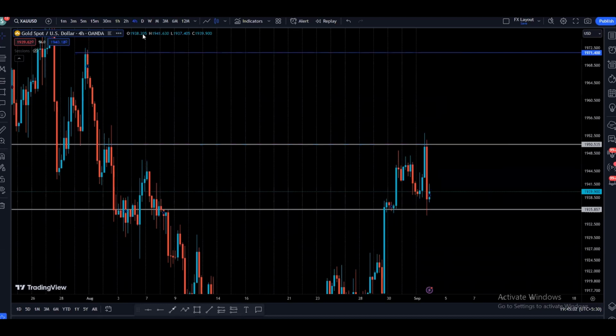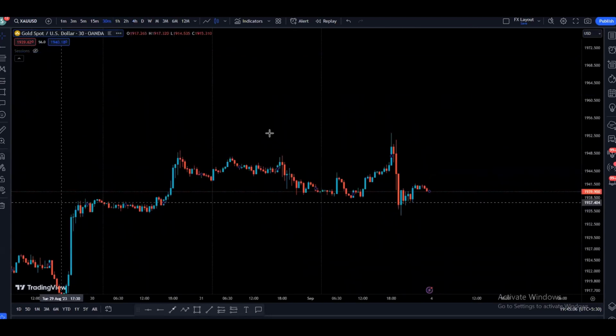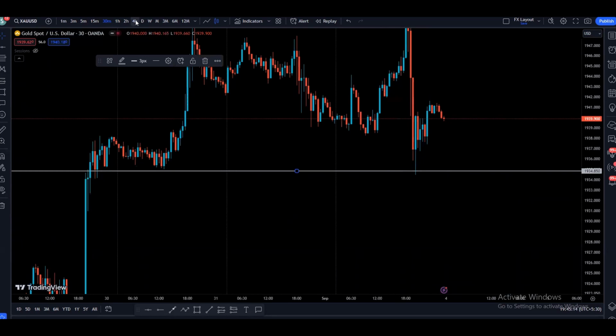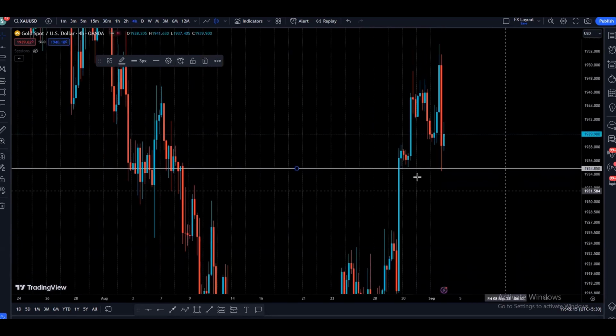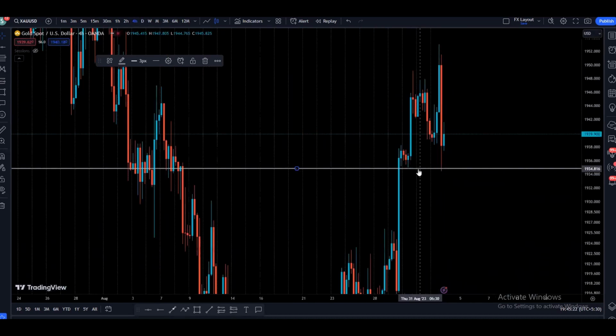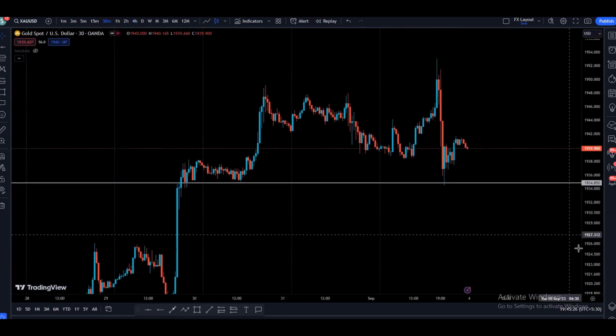Now let's go to the 30-minute time frame to see more details. What is happening on the 30-minute time frame? On the 30-minute time frame, we can see that we have a strong support right here, which we already saw on the 4 hour time frame. And on the daily, we can see this is the situation. So on the 4 hour, we know that this is a support, and now on the 30-minute time frame, we know that this is a support as well.